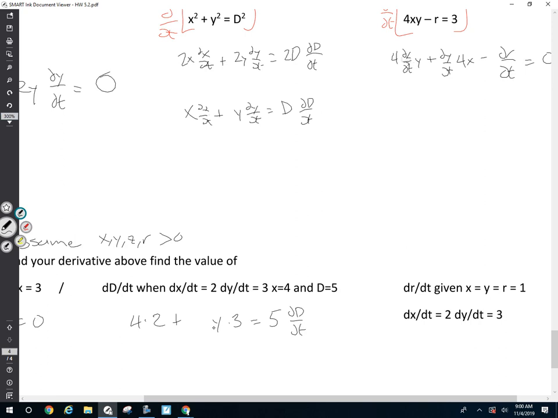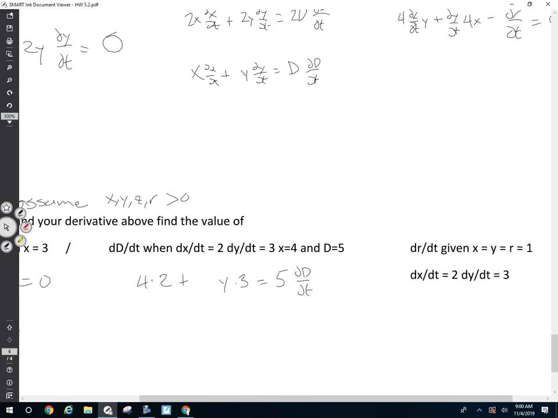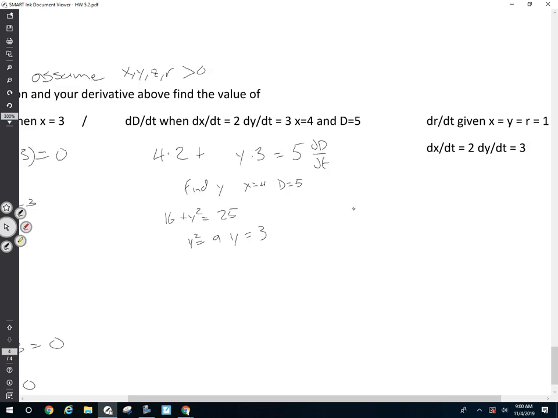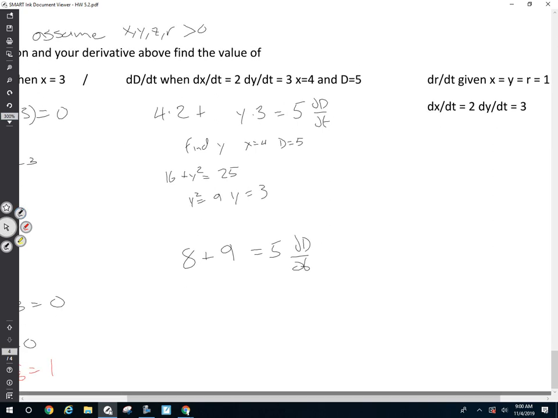Okay? Well, again, I have some missing information. I don't know what y is. So it's not always going to be y that's missing. I do know x is 4, d is 5, and that x squared plus y squared equals d squared. I'll get y squared is equal to 9. Y is plus or minus 3. We'll just say y is 3. So 8 plus 9 equals 5 dd/dt. 17 over 5 is dd/dt.